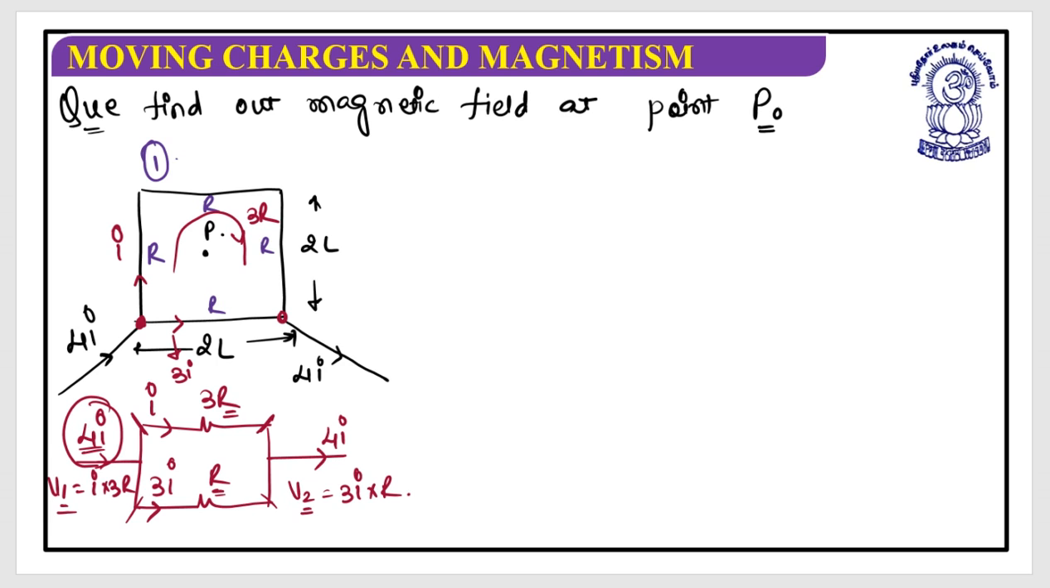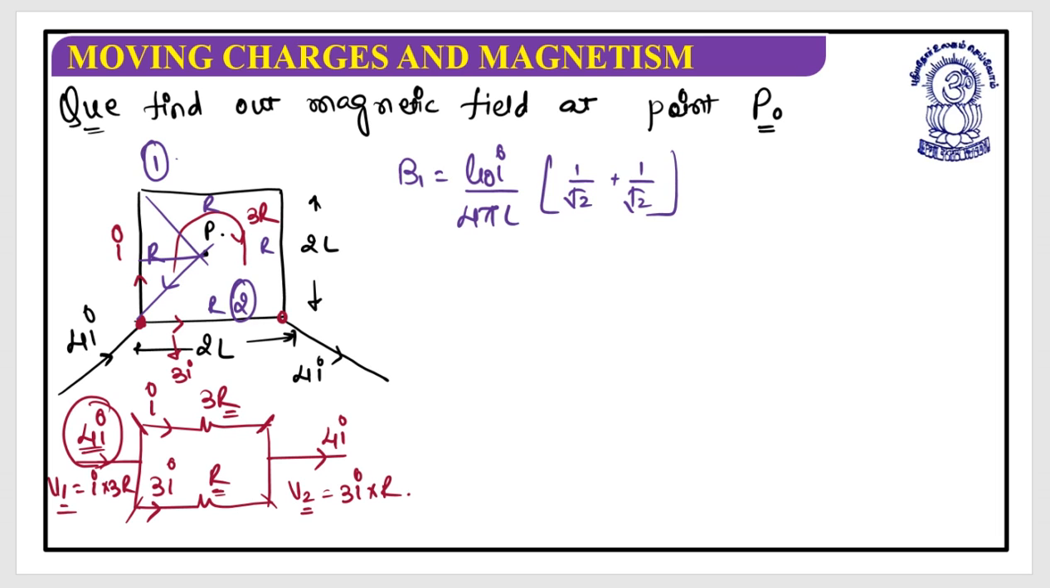So let's understand this. This is my first segment, this is my second segment. Let's work for the first. This should be length L, this should be 45, this should be 45. So let's just quickly do it. It's mu naught I divided by 4 pi L multiplied by sine 45 plus sine 45. It's 1 by root 2 plus 1 by root 2. Yes, and this is for the one wire only.